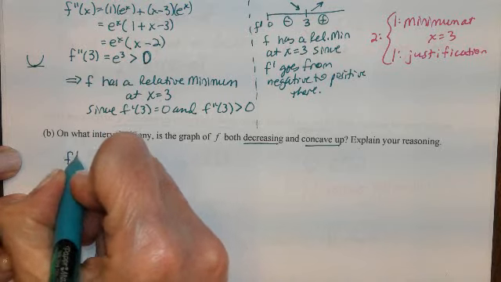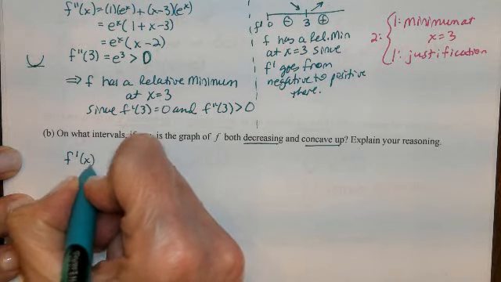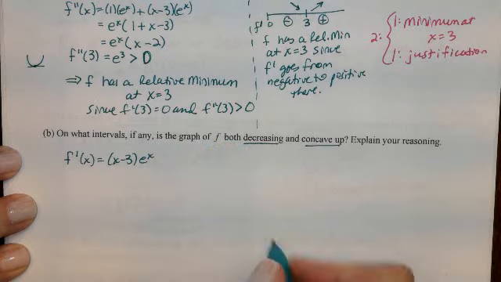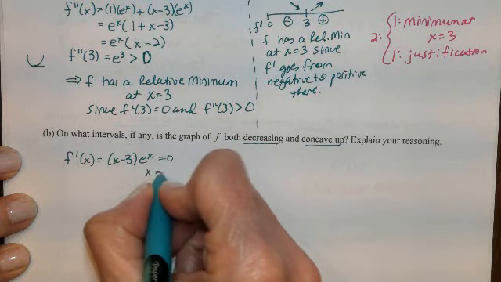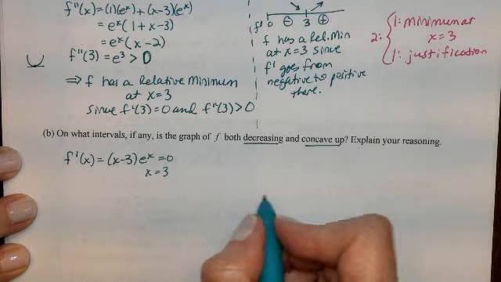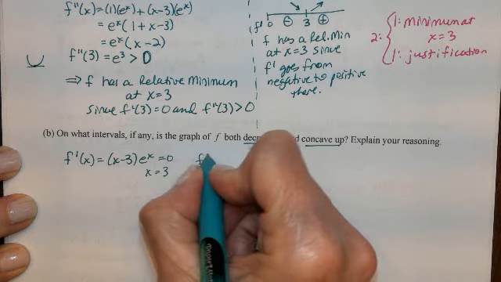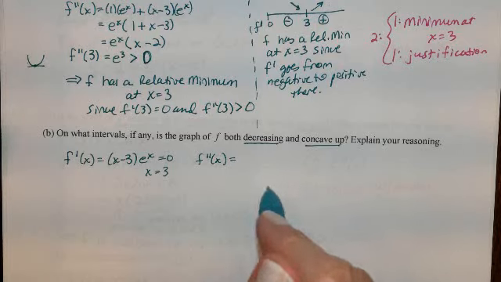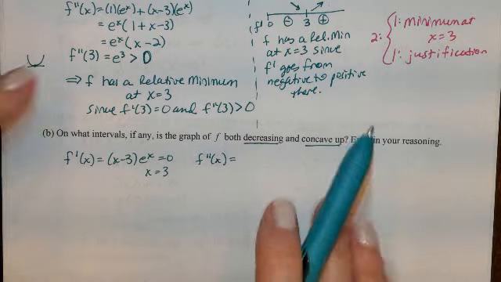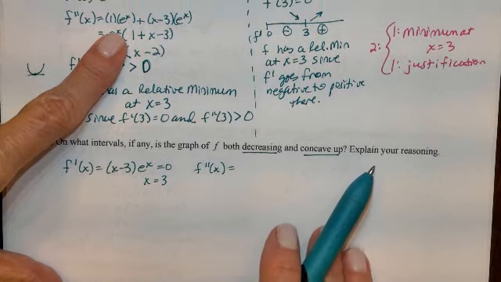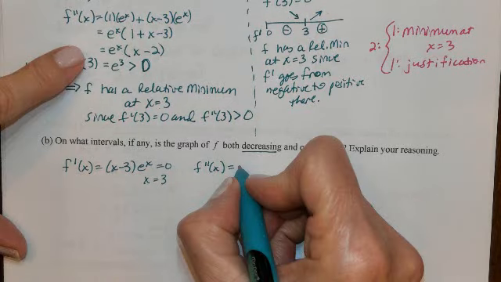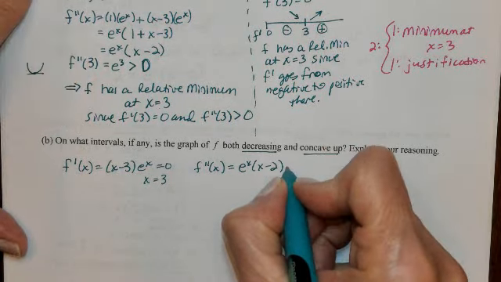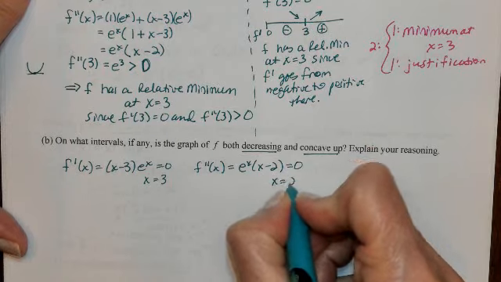So f prime, which is this, is 0 when x is 3. We know that from above. F double prime, if you hadn't used the second derivative test in part A, you would need to find the second derivative like we did here. But since we already did it, I'm going to say that this is equal to e to the x times x minus 2. And that is equal to 0 when x is 2, right?